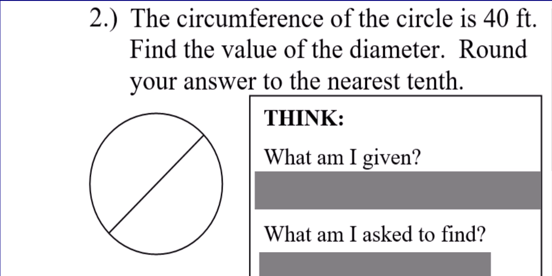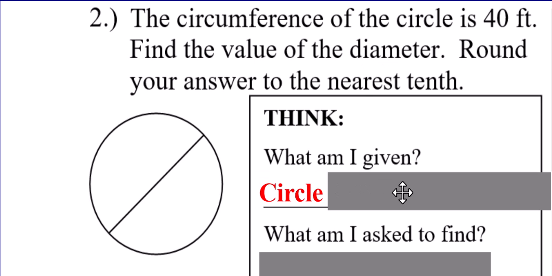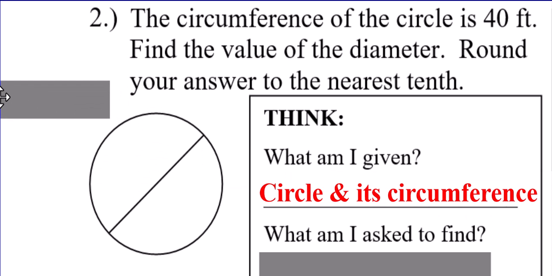Get your pencils ready. This is a little bit different. It says the circumference of the circle is 40 feet. Find the value of the diameter. Round your answer to the nearest tenth. So, a little bit different. What are we given? Well, we're still given a circle. Write that down. But we are also given a circumference. Very different from last time.